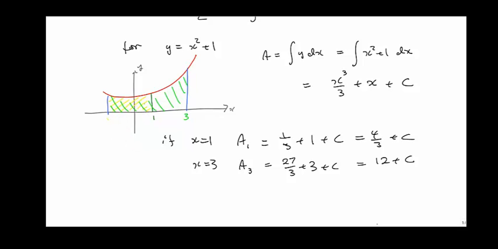And so we can see that the area required, which is this area here, is A3 minus A1, the green bit minus the yellow bit. And so we have the area that we want is A3 minus A1, which is 12 plus c minus 4/3 plus c, and as we can see the c's will cancel out, so we have 12 minus 4/3, which is 32 divided by 3.